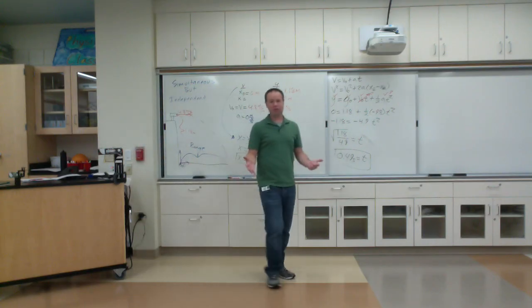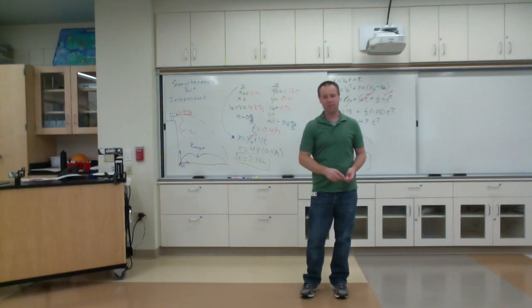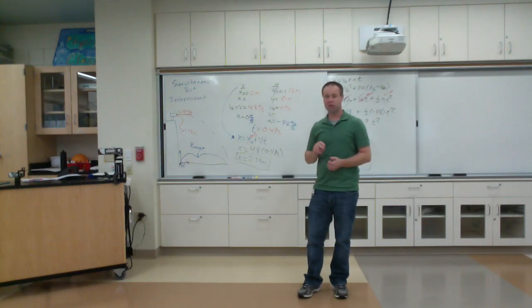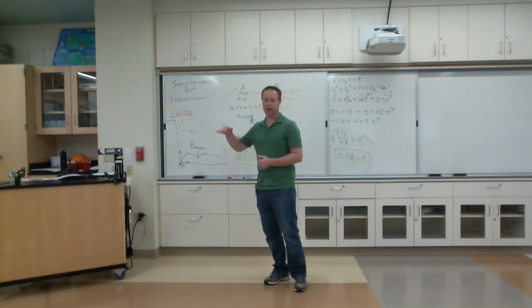So physics was able to accurately predict exactly where that ball was going to land, simply by measuring two things: the initial velocity of the launcher and the height of the launcher.